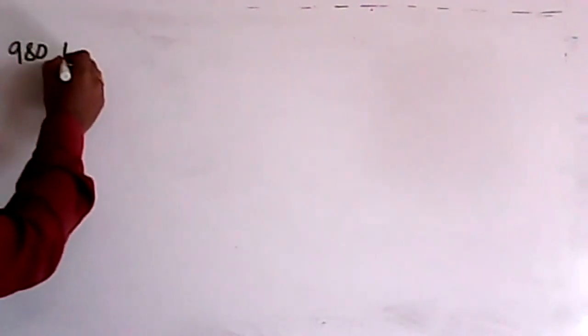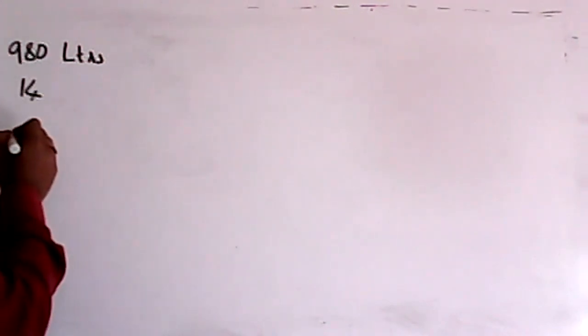What is the 17th question? Let's see. The owner of a milk store finds that he can sell 980 liters of milk each week at 14 rupees per liter, that means the price is 14 rupees, right?